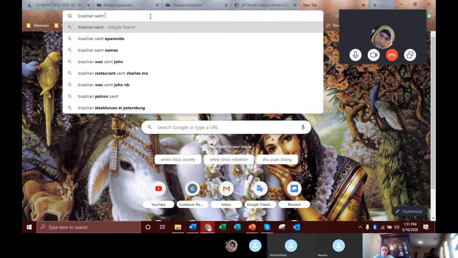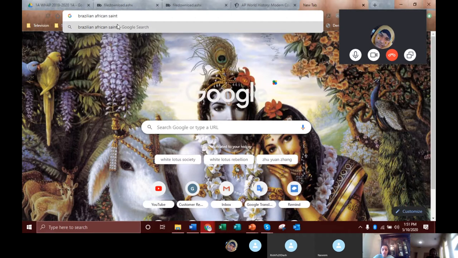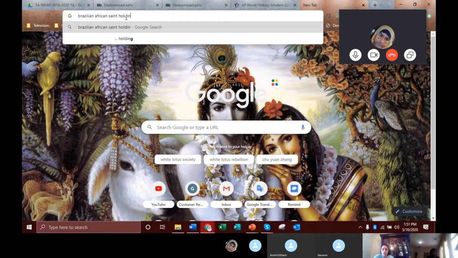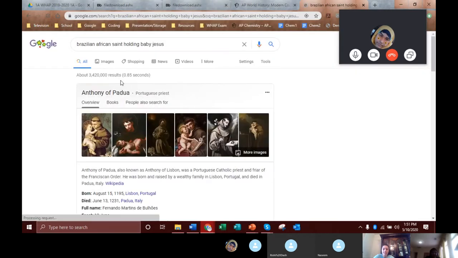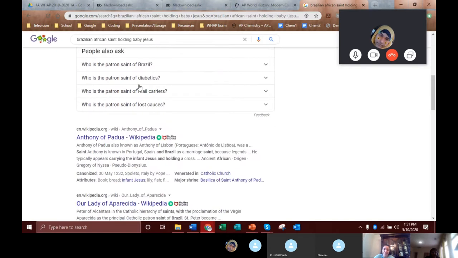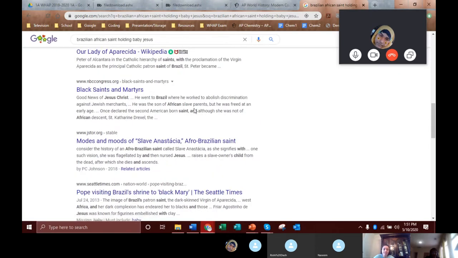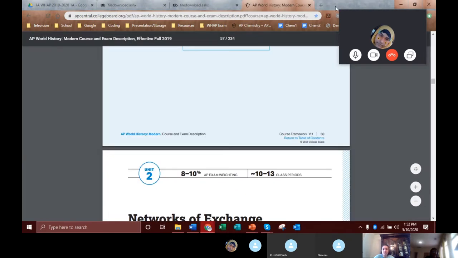Brazilian saint, Brazilian African saint holding baby Jesus. There was that image that they used in that... It's a really interesting thing. Hold on. It's not this one. I don't remember this. Maybe it was... Hold on. I'll pull up the document. I remember. I could have sworn there was an image that had that.